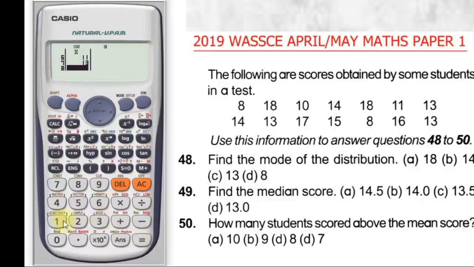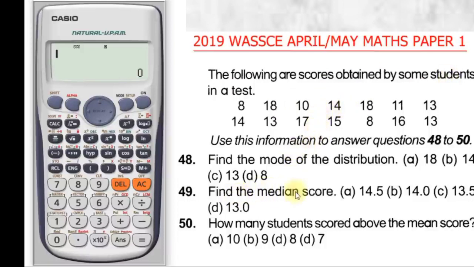13, 14, 13 again, 17, 15, 8, 16, and 13. Immediately we are through, we can just press the AC button, and so the calculator is taking the values for the data that we're inputting from the scores obtained by students in the test.